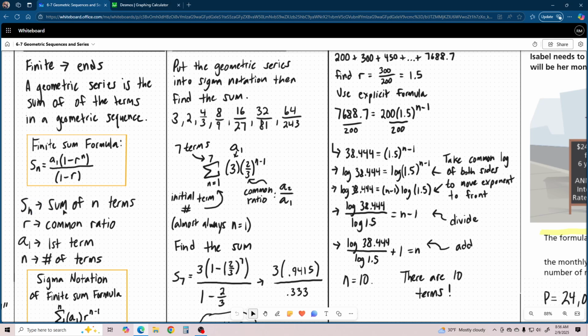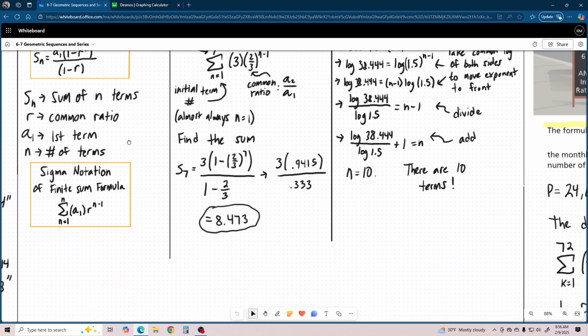Okay, so S sub n equals the sum of the terms, r is our common ratio, a sub 1 is the first term, and n is the number of terms that we're using. It's our upper limit. It's our total number of terms.